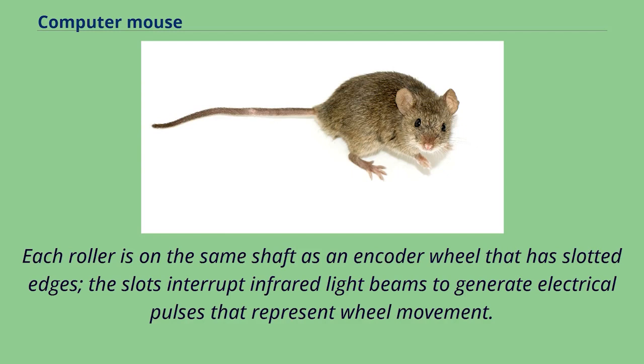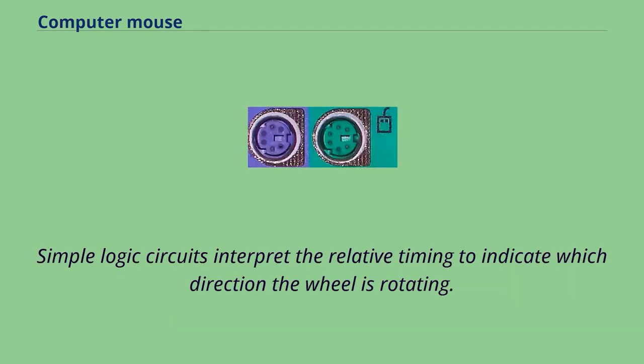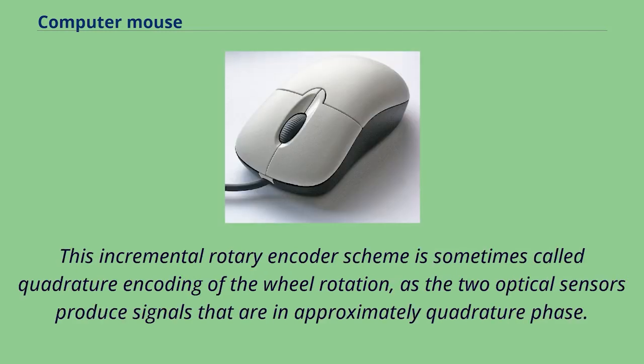Each roller is on the same shaft as an encoder wheel that has slotted edges. The slots interrupt infrared light beams to generate electrical pulses that represent wheel movement. Each wheel's disc has a pair of light beams, located so that a given beam becomes interrupted or again starts to pass light freely when the other beam of the pair is about halfway between changes. Simple logic circuits interpret the relative timing to indicate which direction the wheel is rotating. This incremental rotary encoder scheme is sometimes called quadrature encoding of the wheel rotation, as the two optical sensors produce signals that are in approximately quadrature phase.